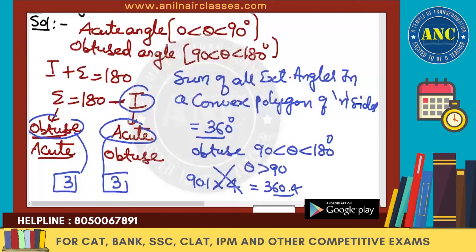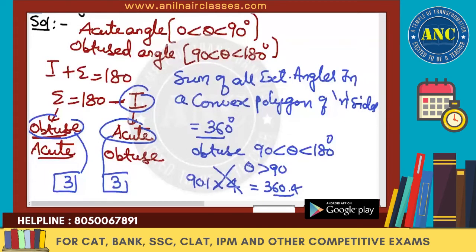Even if the exterior is obtuse, with 90 less than theta less than 180, theta is greater than 90. 90 plus something times 4 exceeds 360, so it cannot have 4. Maximum how many can it have? 3. So the maximum is 3. I hope it is clear. Again, I am explaining for you, Priya.